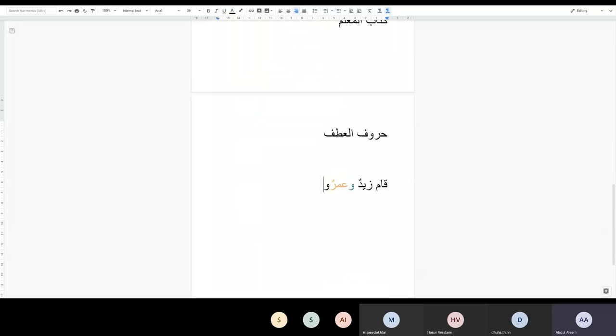So if it was marartu bi Zaydin, wa, what should it be? Wa amrin, right? Marartu bi Zaydin wa amrin. Ra'aytu Zaydan wa amran. So the ma'tuf is always following the thing it is attached to. So that is the i'rab of the atf. That is something very simple.